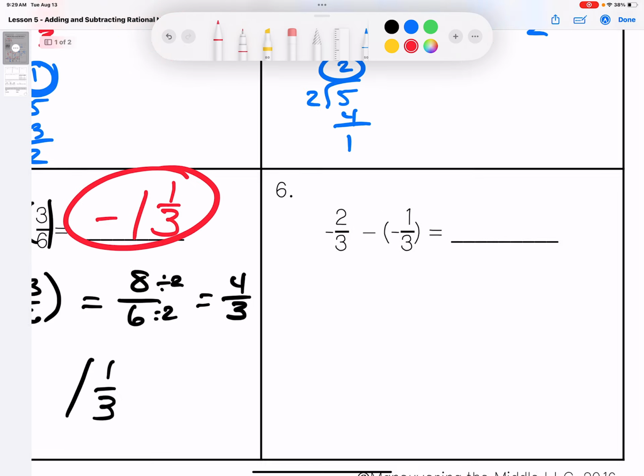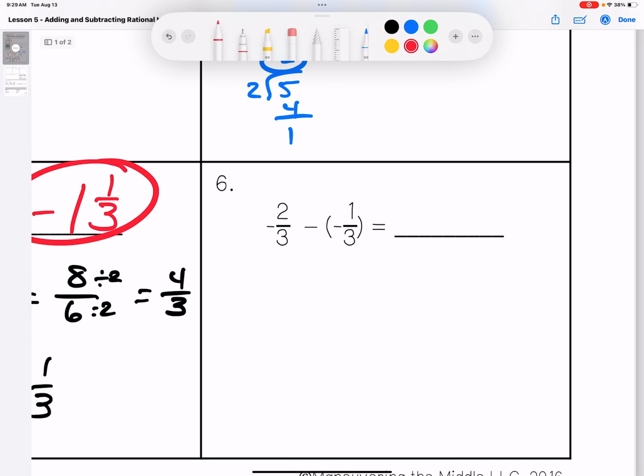Last one. We got to rewrite the problem again here, okay? So keep the first one. Turn that into addition. Take the opposite of whatever that is. That's a negative, so it becomes a positive 1/3. Beautiful.